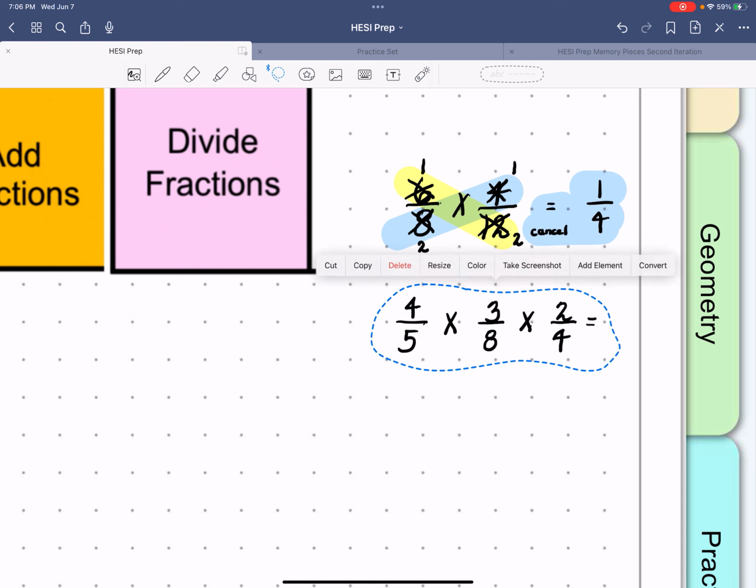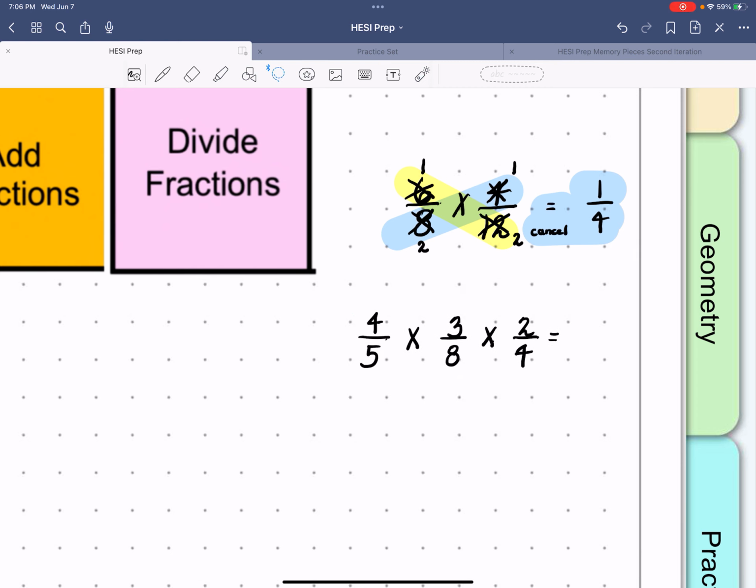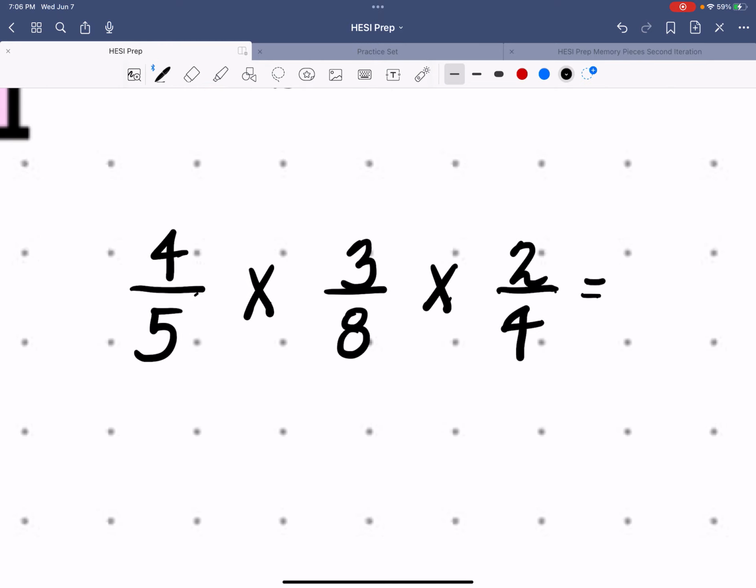Now, as long as I'm working diagonally, I can cancel. So look at this. You see those two 4s sitting across diagonally from each other? Those are ideal because they cancel each other down to 1. 4 into 4 is 1. 4 into 4 is 1. You can also cancel this way. 2 into 2 is 1. 2 into 8 is 4.